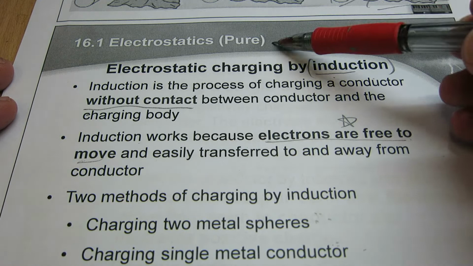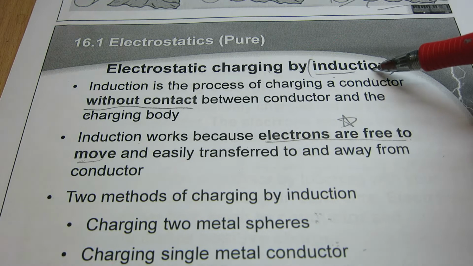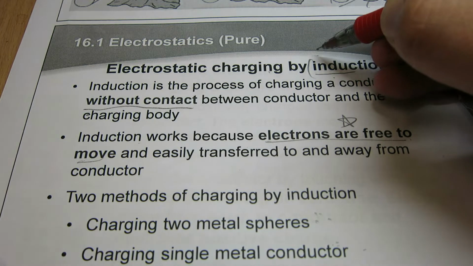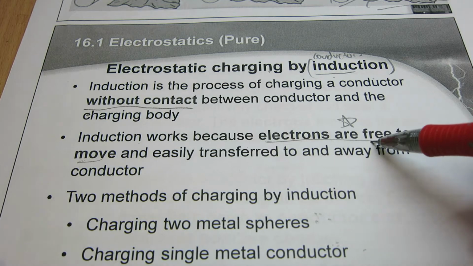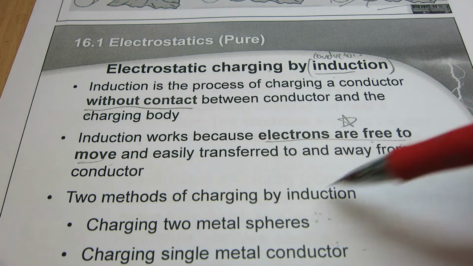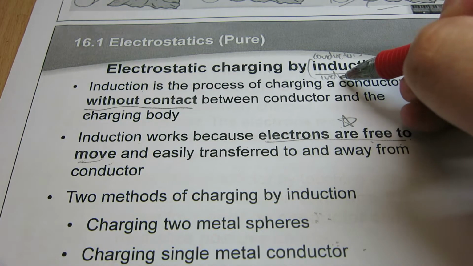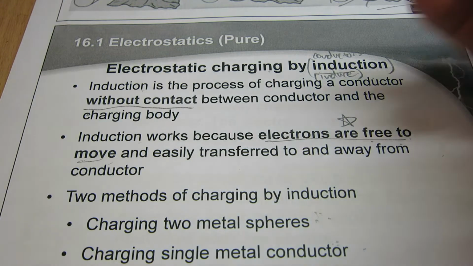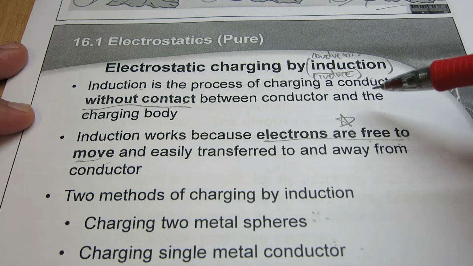Alright, so the second portion, classification of type of charging that occurs, is via induction. Now if you recall, induction is a process that works only for conductors and not insulators, because it requires the electrons to be able to move freely around the object. The root word is induce, or cause to happen. So we induce charges to appear because of the movement of electrons back and forth in the conductor. And this happens without any contact between the conductor and the charging body.